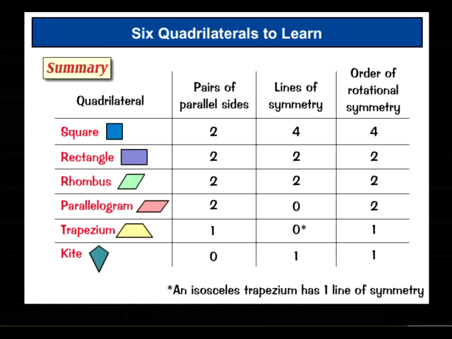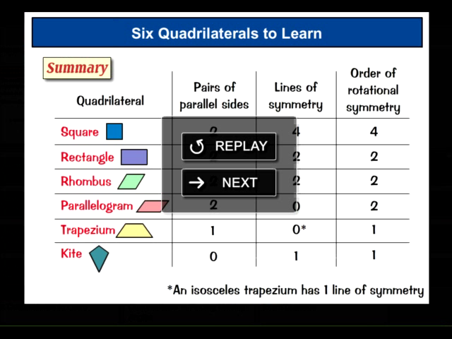Another super handy table for you, showing all the properties of these different types of quadrilaterals. As you go down, the pairs of parallel sides get smaller, lines of symmetry get smaller, and the orders of rotational symmetry get smaller. Other than that, it's pretty self-explanatory, except this little note here, where it says trapeziums have no lines of symmetry. That's almost true, except for isosceles trapeziums, which of course have 1 line of symmetry.